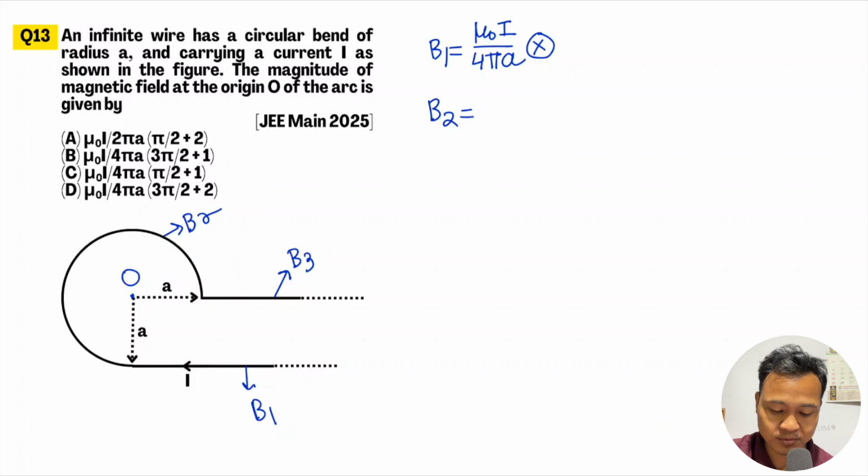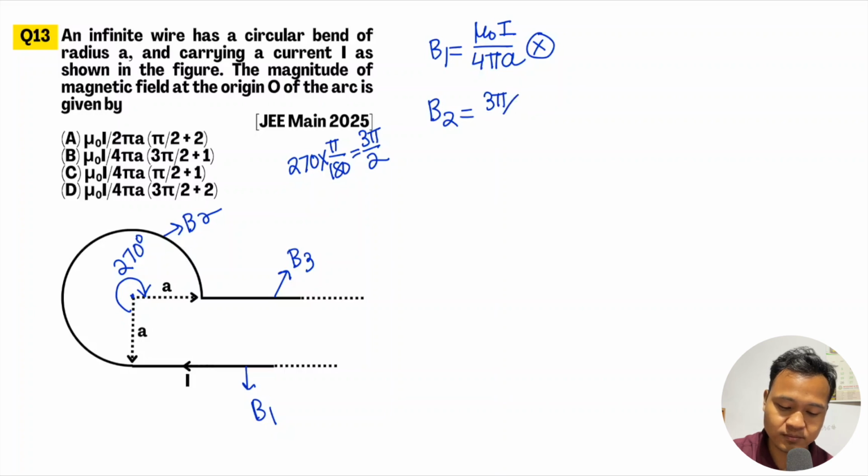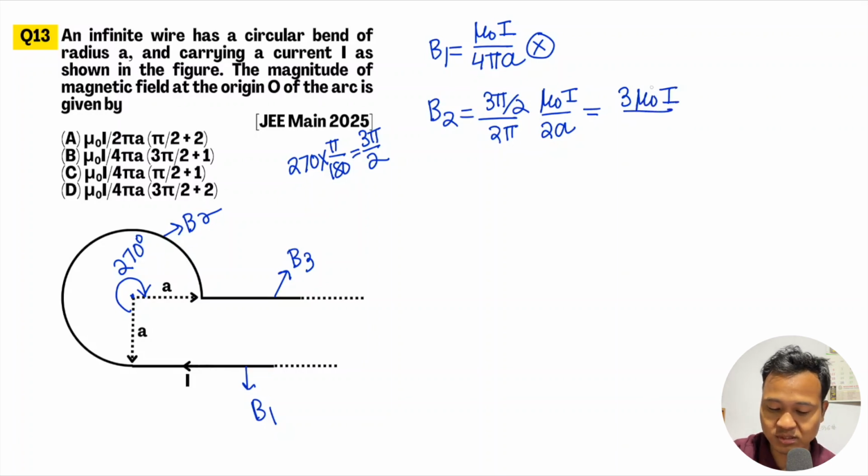So B2, you have to measure like this. It is at 270, 3/4. Now how much is this? Pi by 180, so here you will have 3 pi by 2. So 3 pi by 2 divided by 2 pi into mu naught I by 2A. Theta by 2 pi, you apply that one. So here you have 3 into mu naught I divided by 8R.